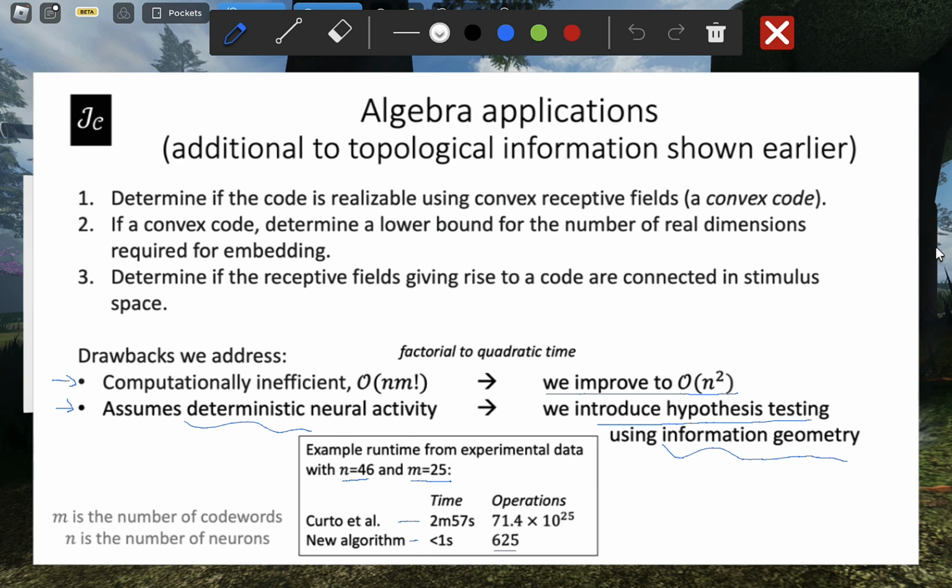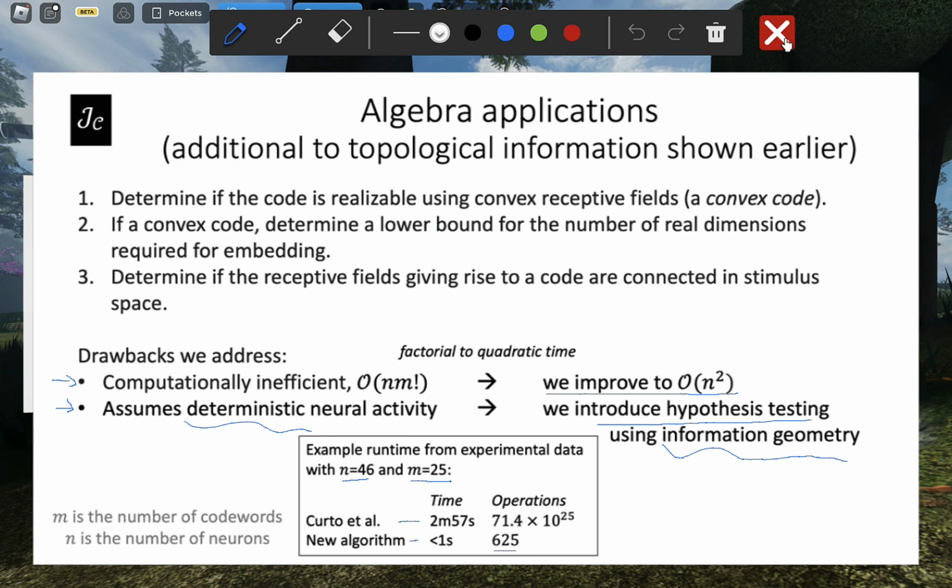Sorry, what is the algorithm computing here? The algorithm is computing basically the same information as the canonical form. It calculates generators of the canonical form of the neural ideal of the code, and through that is able to do the tests for these different applications about convexity of the code, and if it's convex, the lower bound on the number of dimensions that these receptive fields must be embedded within, and things about the geometry or topology of the code that's implied thereafter.